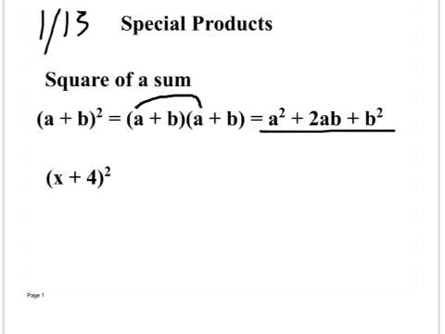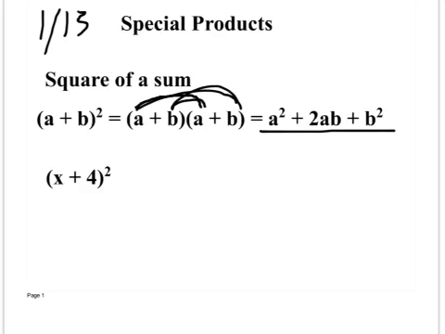A times a is a squared. A times b is ab. B times a is ab again. So ab plus ab is 2ab. And then b times b is b squared. So anytime you see something like this, it is the first number squared plus 2 times the first number times the second number plus the second number squared.